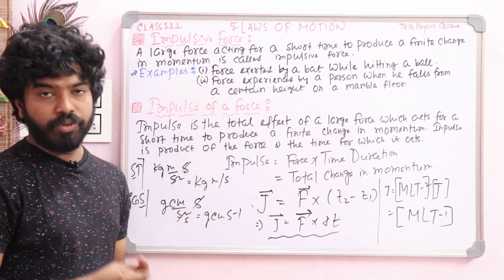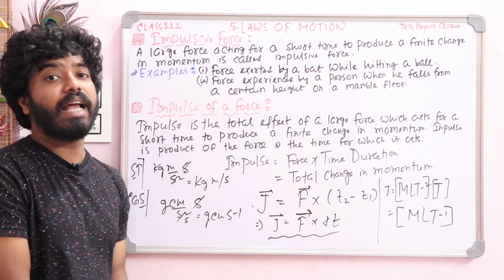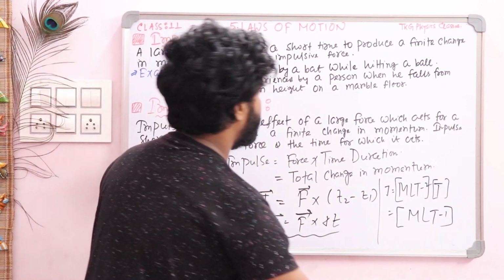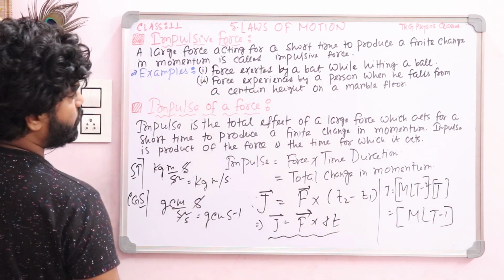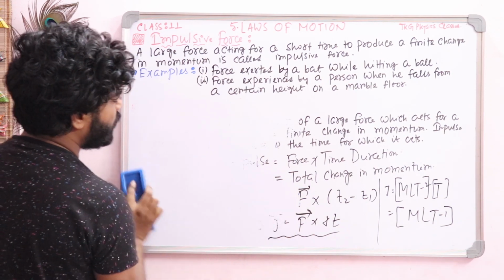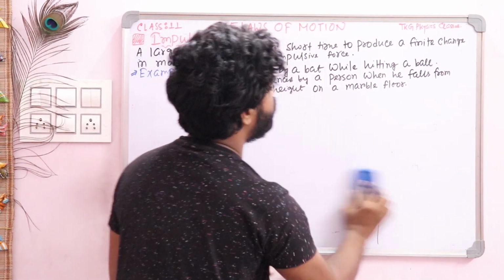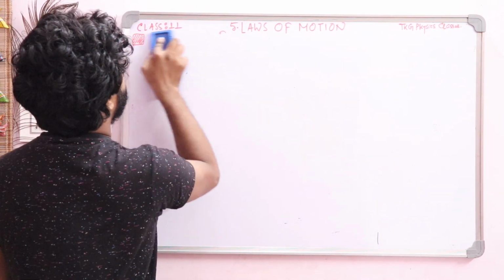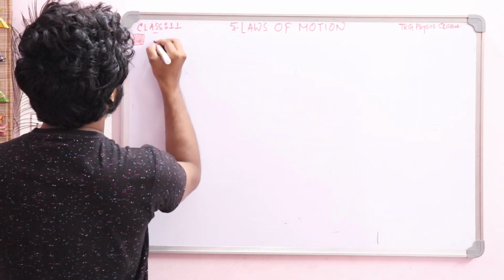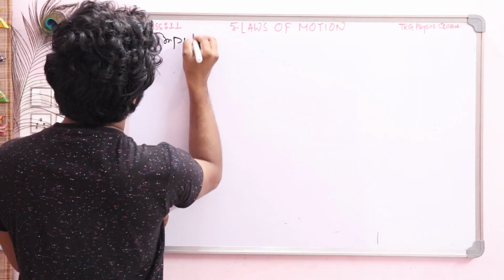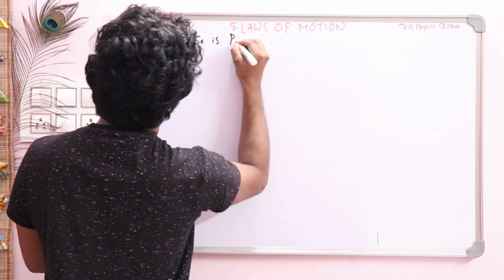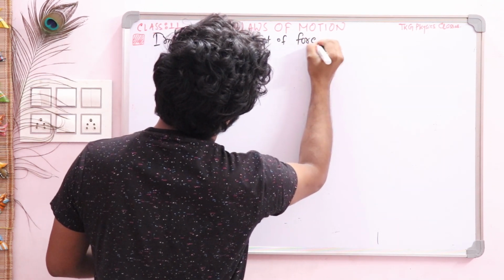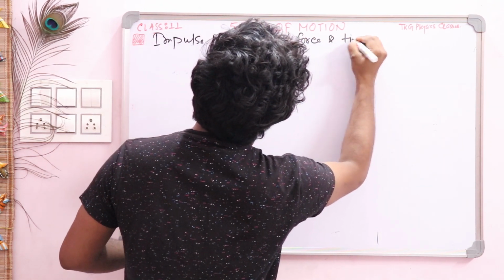Now we prove that impulse is a product of force and time interval using integration. Okay, write it. Impulse, you can take a screenshot of this one. So you write impulse is a product of force and time interval.